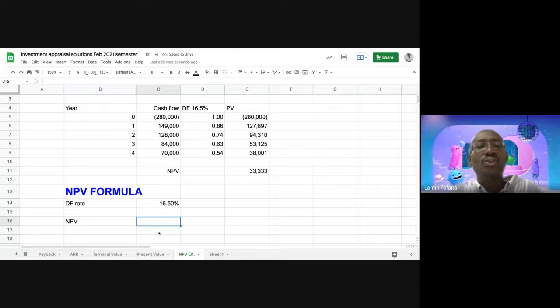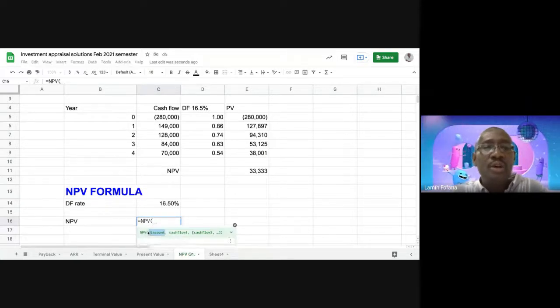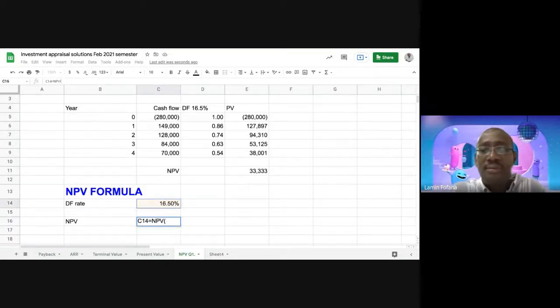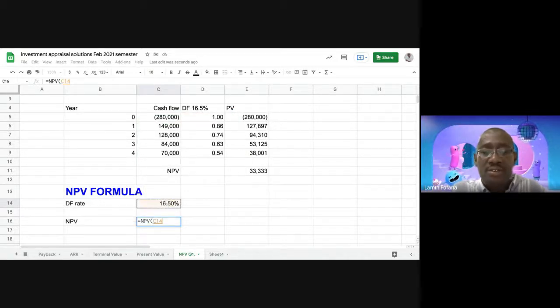Now let's go back and do our NPV formula. We say equals NPV. We double click on the NPV. This is our discount rate. Our first is the discount rate, comma, the cash inflows are from year 1 to year 4. Okay, we close the brackets. Then we add the outflow. We say enter. So you see, it has given us the same answer as this.